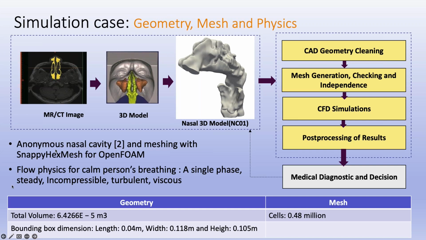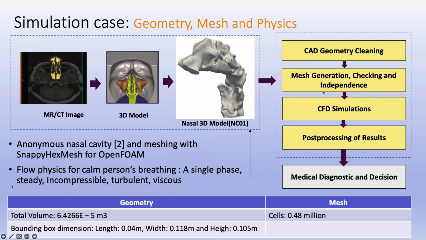So moving on to the problem definition, here we look at the flow of the overall process, geometry, and mesh details. As you can see here, we generate the model from an anonymous MRI or CT image of a person's nasal cavity. It is then 3D modeled using software such as Blender. Then we perform some CAD cleaning to get a 3D model of the nasal cavity. The one we use for simulation is called the NC01 nasal 3D model.